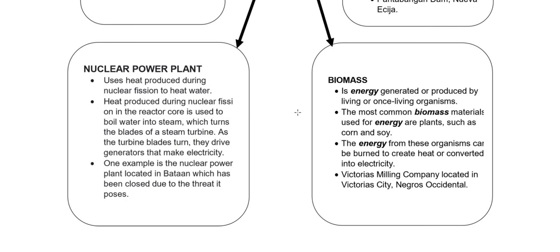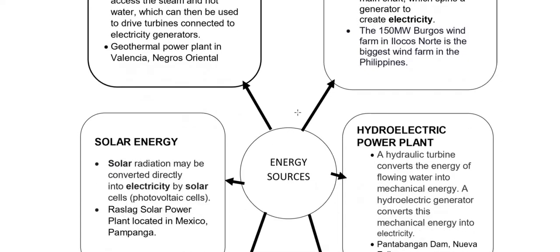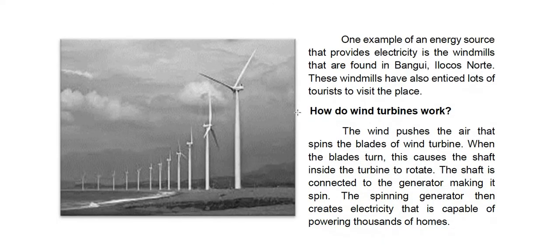Biomass naman is the energy that is generated or produced by living organisms or some organisms that were once living. Ang pinaka-common na biomass ay yung corn and soy. So the energy from these organisms can be burned to create heat or converted into electricity. So meron tayong farms for biomass such as the one in Victorias City, Negros Occidental, the Victorias Milling Company. So far it gave you 6 sources of electrical energy.